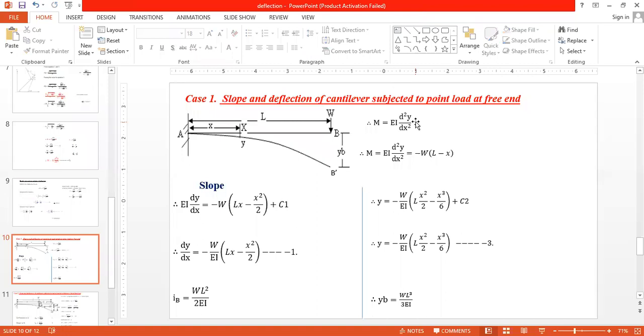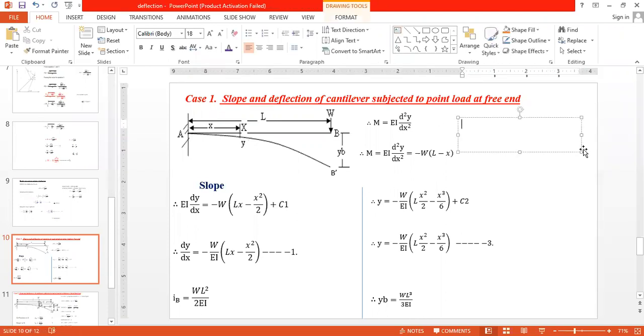Now what you have to do, you have to consider one section at a distance x from the free end. Why do we have to consider this section? See here, we have to integrate both sides. For integration of this side, you have to find the equation for M. Now calculate the bending moment at x.